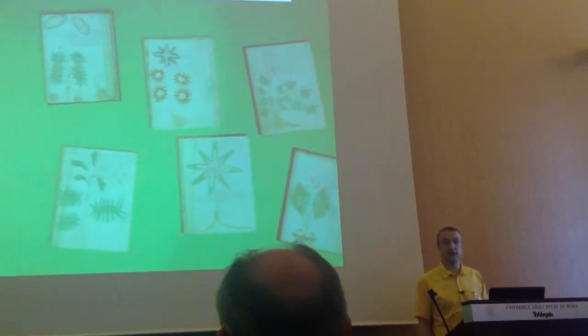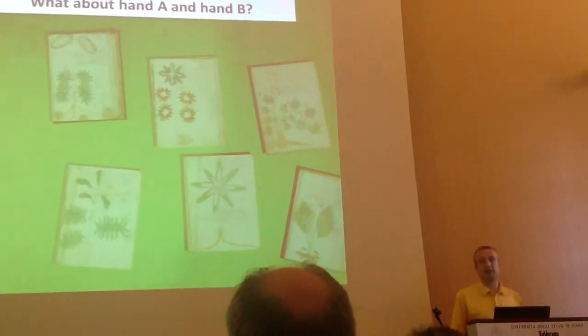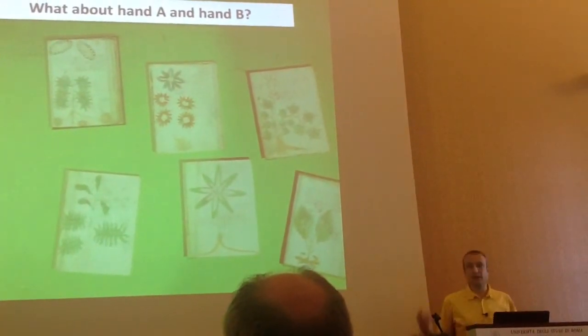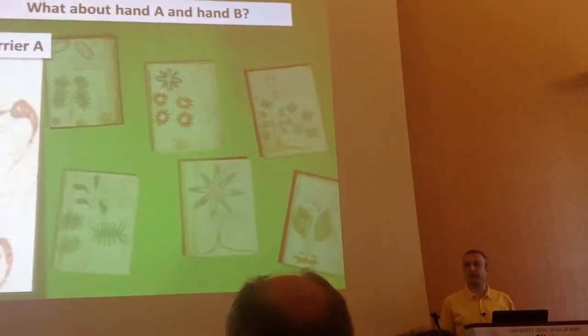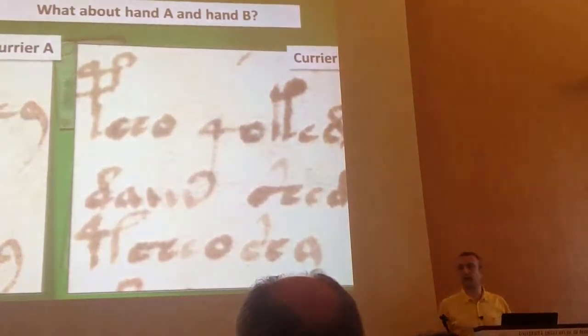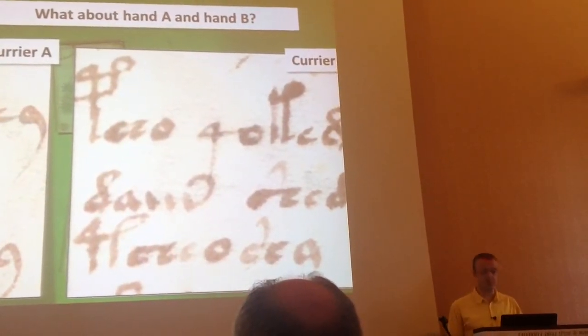And problem number 3, what about the different handwritings? Well, of course, the handwriting doesn't influence the statistics, but in this case, at least the handwritings A and B have different statistical properties. So I call this problem number 3.